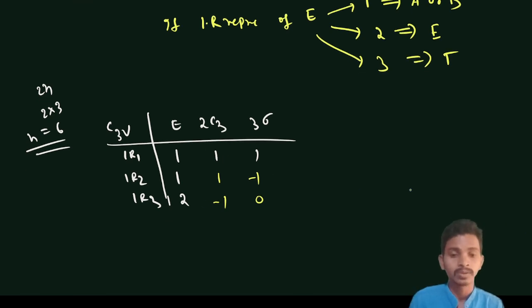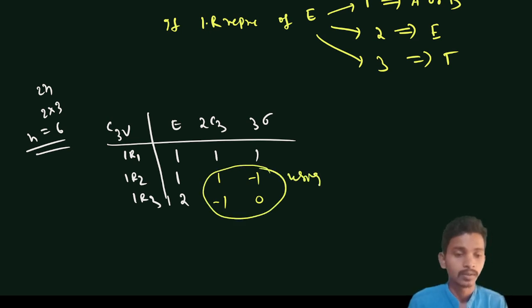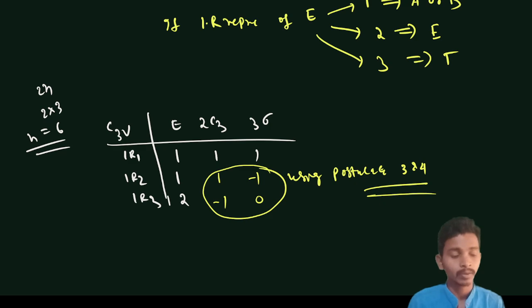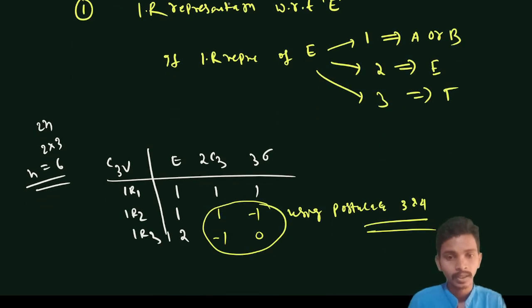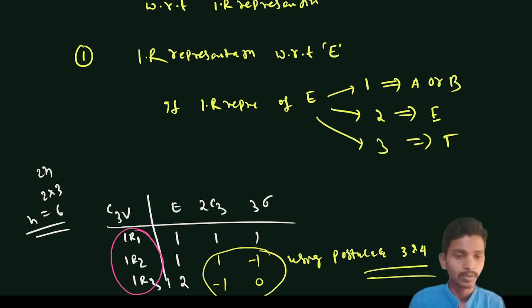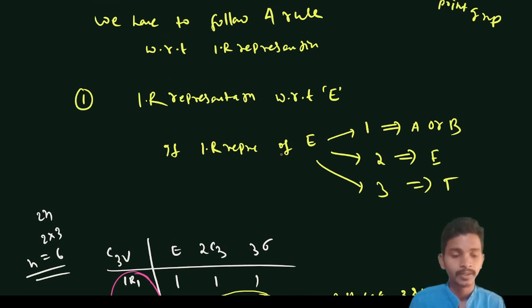Okay, so by using postulate 2 and postulate 3 and postulate 4, I write this value using postulates 3 and 4. Okay, we already discussed that in the previous class. So writing these 4 rules, we have to use these representations. So what do the rules say? If the IR representation of E is 1, then A or B, and if it's 2, then E, if it's 3, then T.